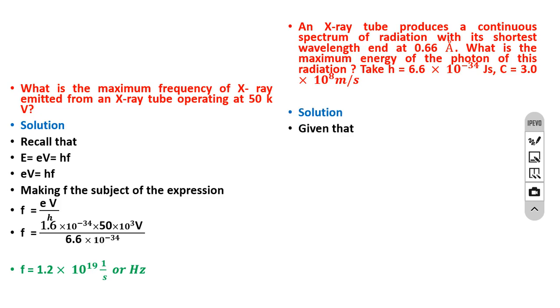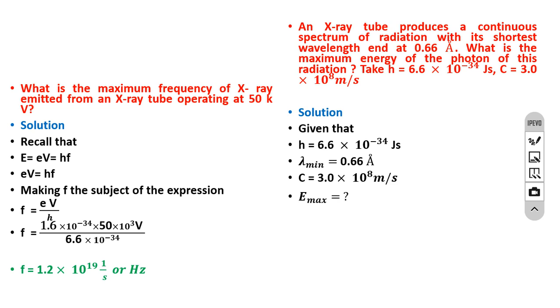Okay, so solution, what did they say we should find? They say, what is the maximum energy? We have to find the maximum energy. Okay, H is given. The minimum wavelength is given, C is given, and E. So which expression are we going to use from the lots? I gave a summary of the expression.